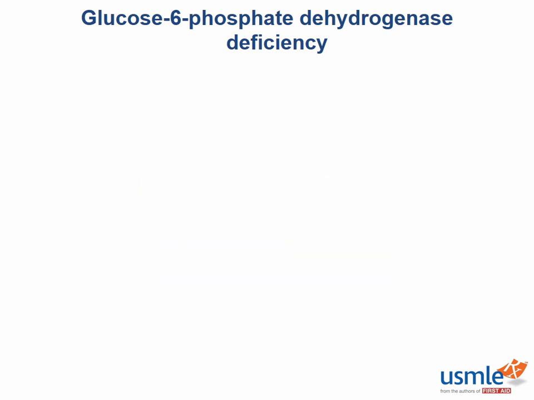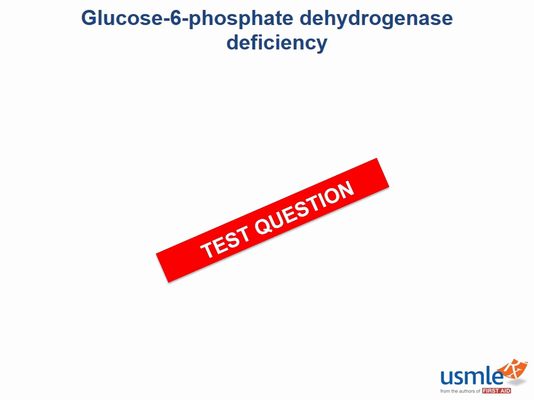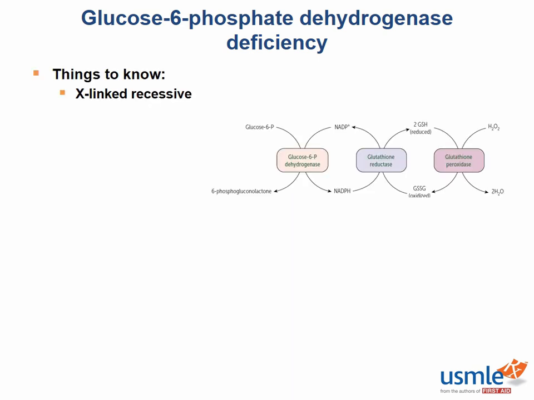What is this? Well, this is an almost guaranteed test question. The boards absolutely love this enzyme and frequently test on G6PD, so I'd pay close attention to this video. G6PD is actually the most common human enzyme deficiency. It is X-linked recessive. One of the main problems in G6PD deficiency is that it prevents the reduction of glutathione, which makes cells much more susceptible to oxidative stress.